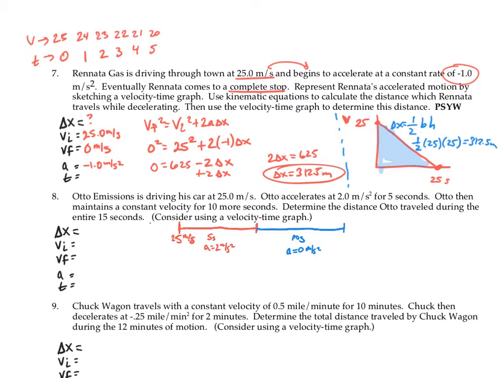So we're trying to figure out the entire distance for the entire 15 seconds. So we can do this using our equations. So let's break it up section by section. The first section is this red section here. The time is 5 seconds for that section. The acceleration is 2 meters per second squared. The initial velocity, 25 meters per second.